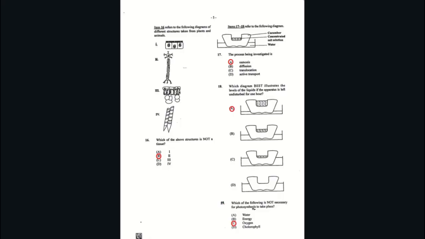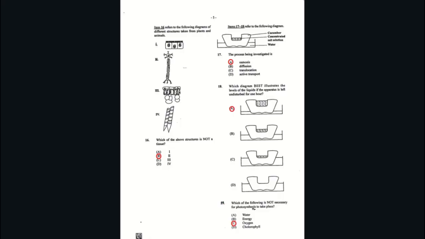But let's move on. Number 18. Which diagram best illustrates the levels of the liquids if the apparatus is left undisturbed for 1 hour? So we're going to choose A for number 18. And then number 19 says, which of the following is not necessary for photosynthesis to take place?